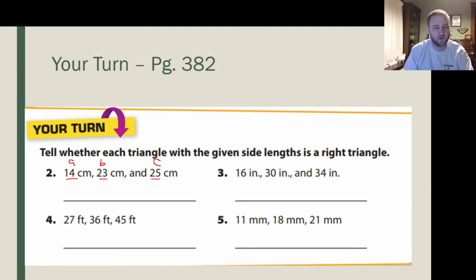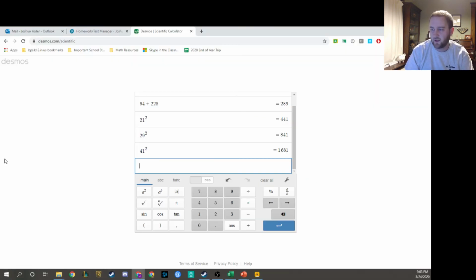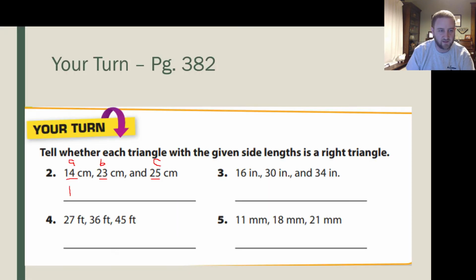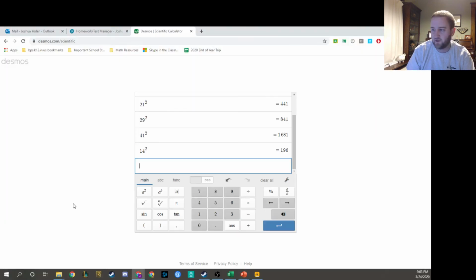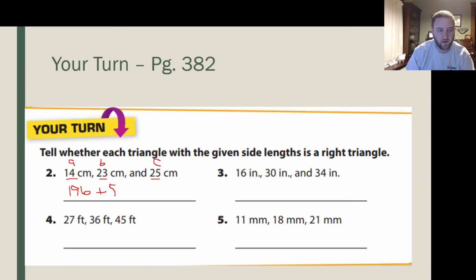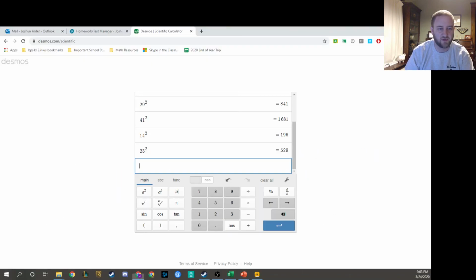So we want 14 squared. Okay, let's do 14 squared first. That's 196. Plus 23 squared. That's 529. And then 25 squared, we actually did that earlier, that's equal to 625. Now we need 196 plus 529.